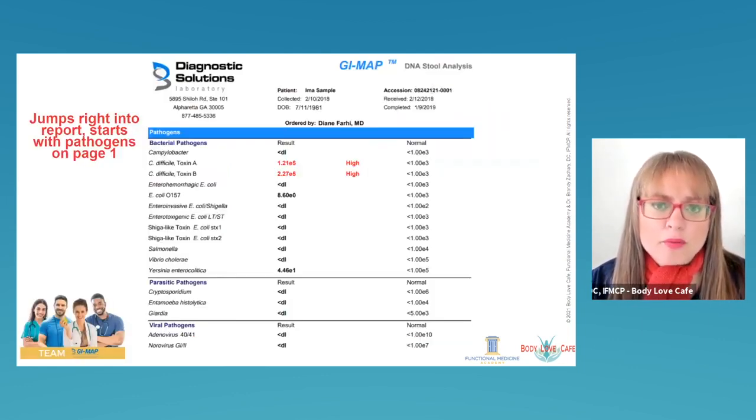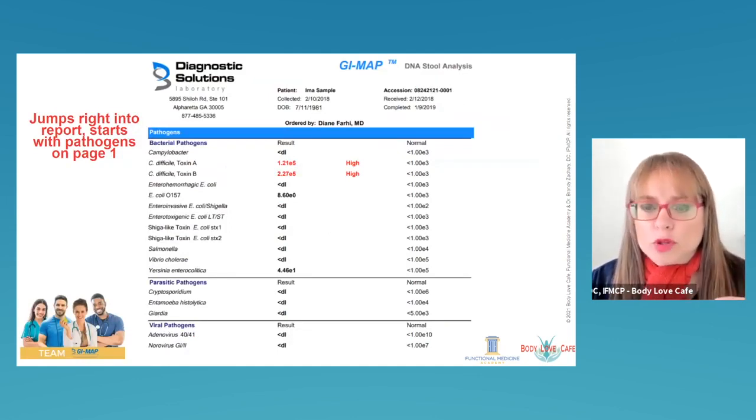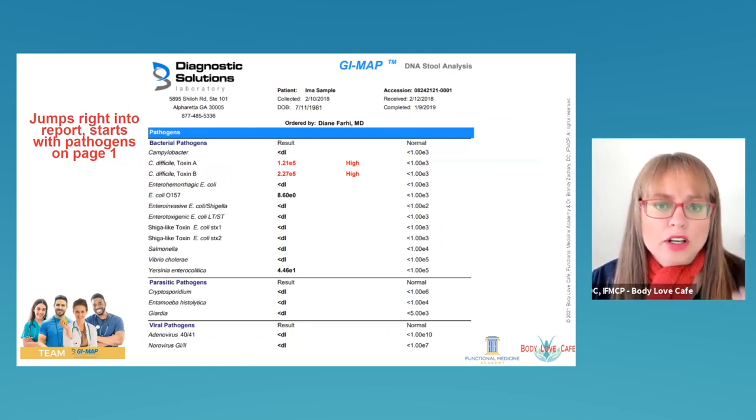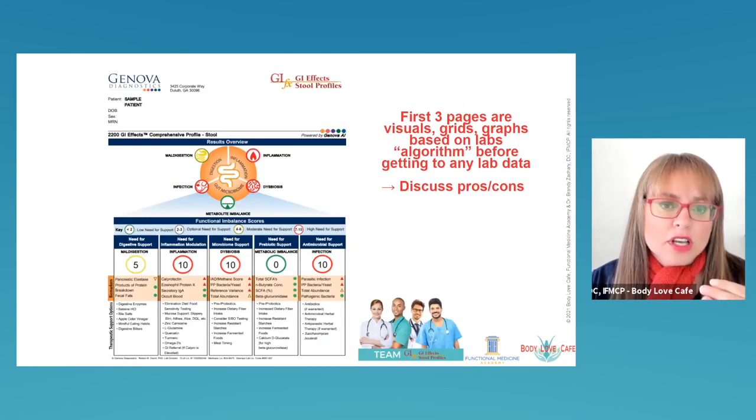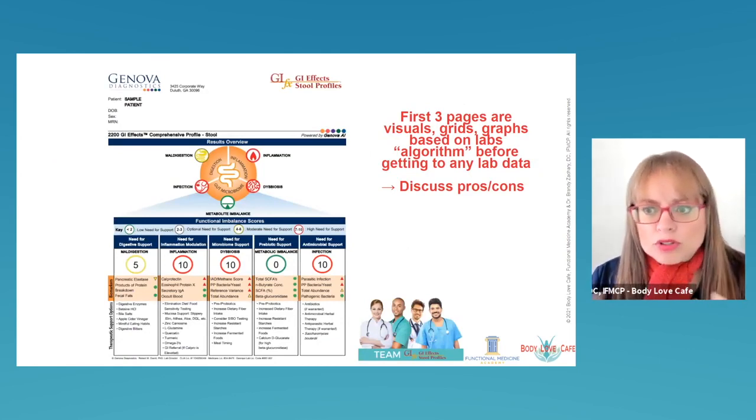All right, so here's an example from Team GI Map. The first page of the report jumps right in, starting with pathogens. So page number 1, you're getting data. Now, Team GIFX looks different. We'll talk about some of the pros and cons of this.